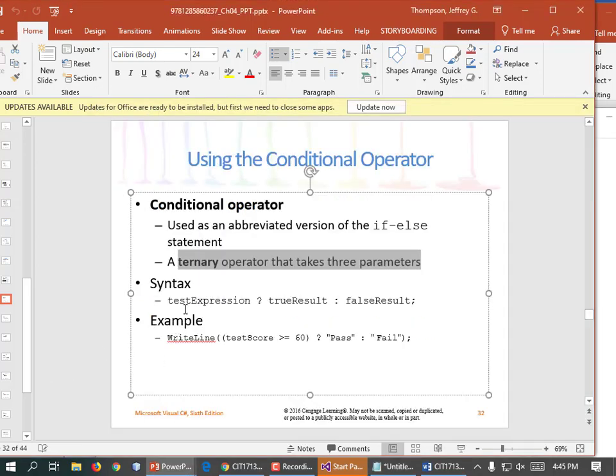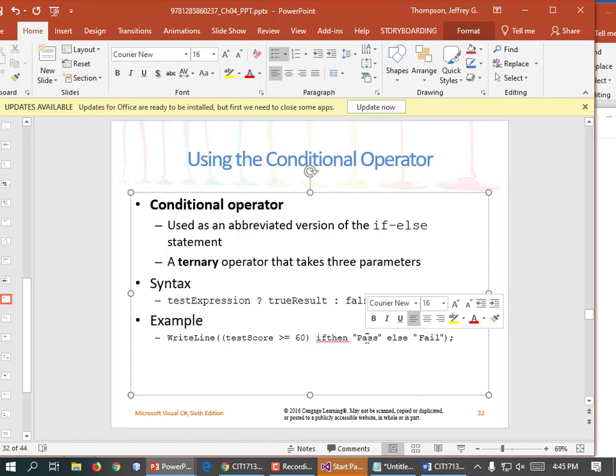Right line. If the test expression is greater than 60, we're going to write that they passed. Else, we're going to write that they failed. It's like this is an if statement and this is the else statement, right? Kind of like that says if then, and this said else. Test score greater than 60, then pass, else fail.